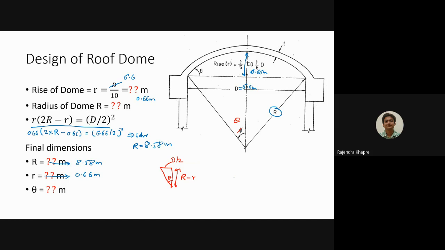Everybody? Okay, so this theta is 22.61 degrees. This value of theta will be required in the further calculations. Right now we have decided the dimensions of the dome. It has got a rise of 0.66 meters, the radius will be 8.58, and the theta angle will be 22.61.